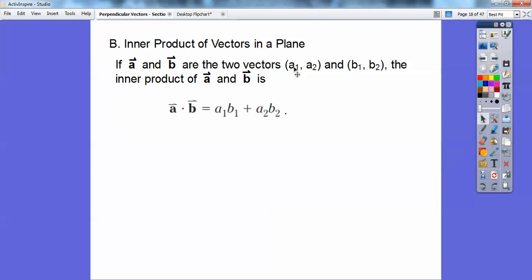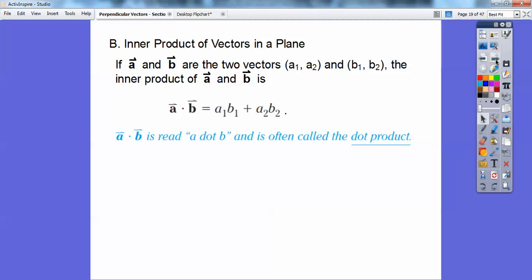Okay, so it's going to be this x coordinate times this x coordinate, plus this y coordinate times this y coordinate. You guys with me? So this one times this one plus this one times this one. That's going to be called the inner product. And if it equals 0, then these two vectors are perpendicular to each other because we did that Pythagorean theorem.